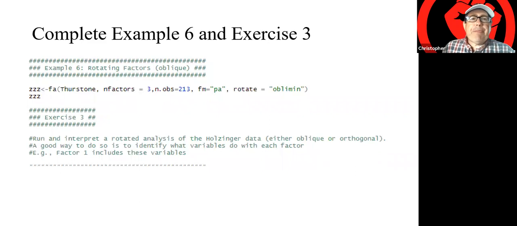All right, example 6 and exercise 3 focus on doing factor rotations. Here I have you do an oblique rotation to test stuff out and then ask you to run and interpret a rotated analysis of the data set we've been working with. And then see if you can identify which variables go with which factors.